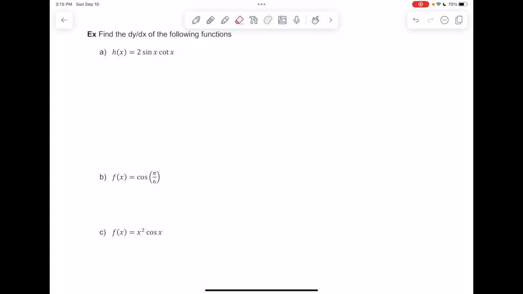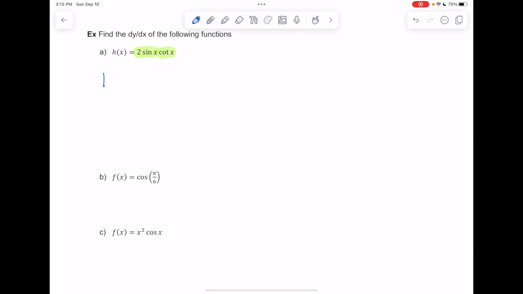Let's find the derivative of y with respect to x for each of the following functions. The first one is h of x, which is equal to 2 sine of x cotangent of x. Now when you look at that initially, what you should be thinking is that you're going to end up using the product rule, because you have 2 sine x as one function, cotangent of x is the other one, so it looks like there's a product here. There is a product here, but it turns out that because cotangent is a function that's defined in terms of sines and cosines, we can simplify this a bit before we get started and make this easier.